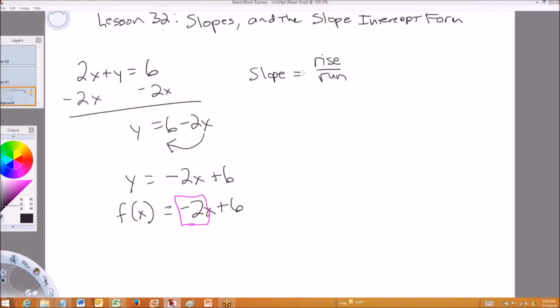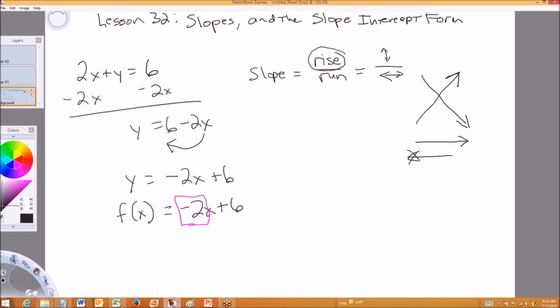What do we mean when we say slope is equal to the rise over the run? Basically, that is how much it changes vertically in relation to how much it changes horizontally. The rise could either be positive or negative. It's positive if the graph is going in an upwards direction, and it's negative if the graph is going in a downwards direction. Run is always to the right. We never look at run to the left.